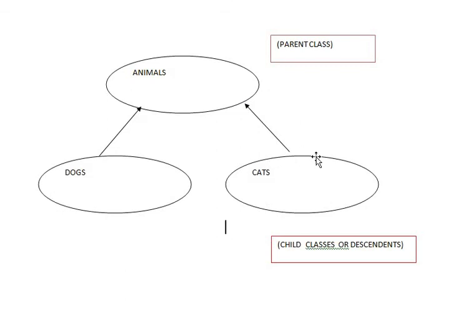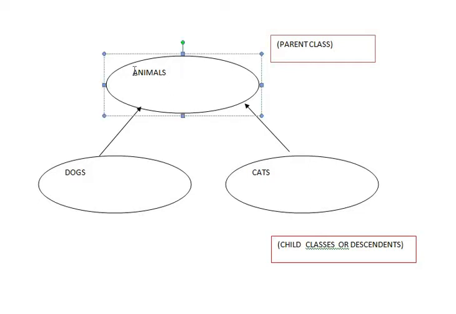Now take the case of this example. Here the class animals is known as the parent class, whereas the classes dogs and cats are known as the child classes, because these classes dogs and cats are inheriting the properties from the parent class animals. That's why they are also known as the descendants of the parent class called animals.